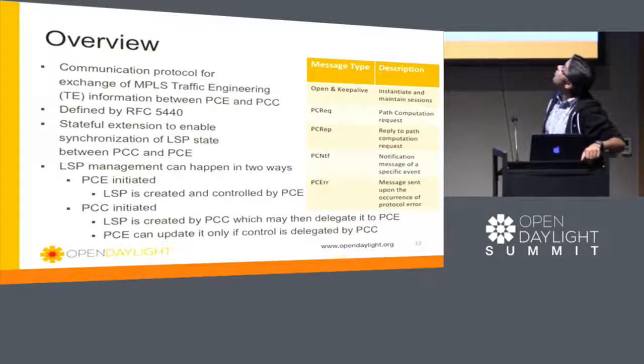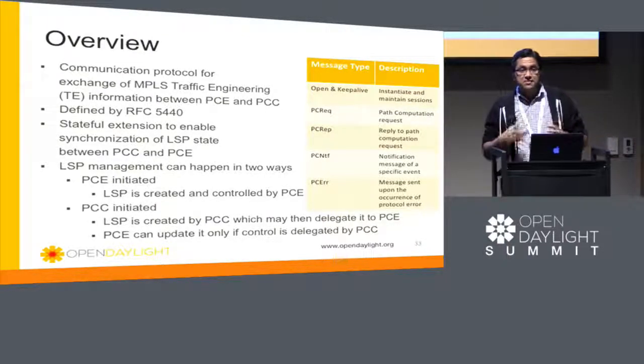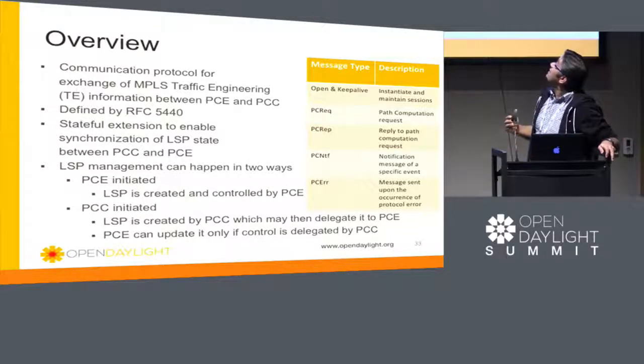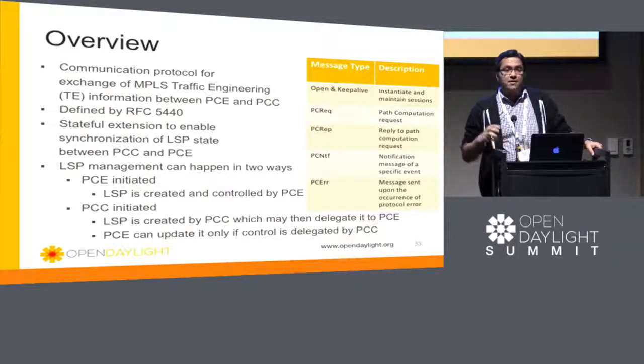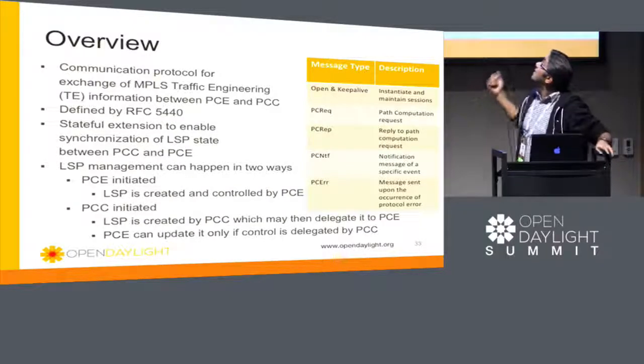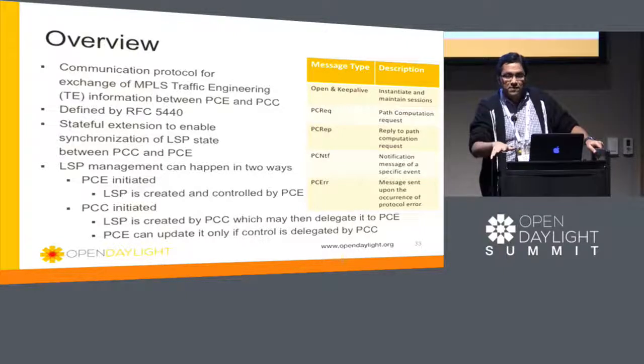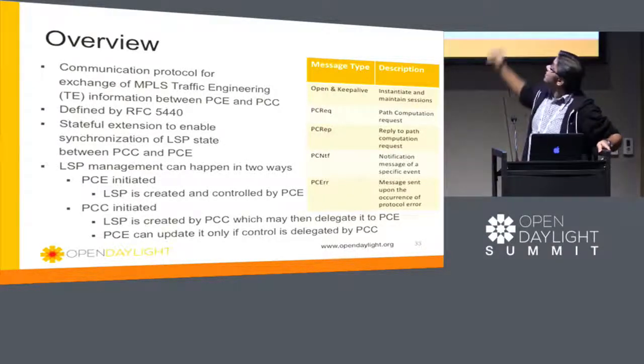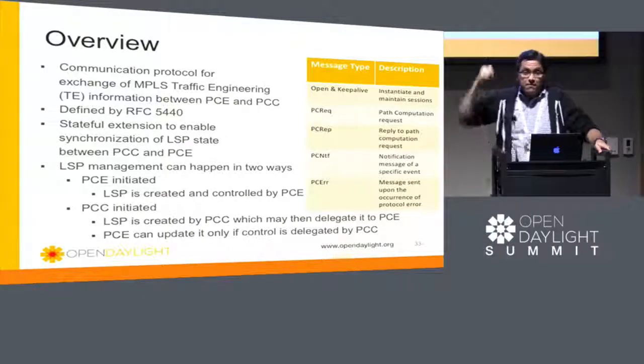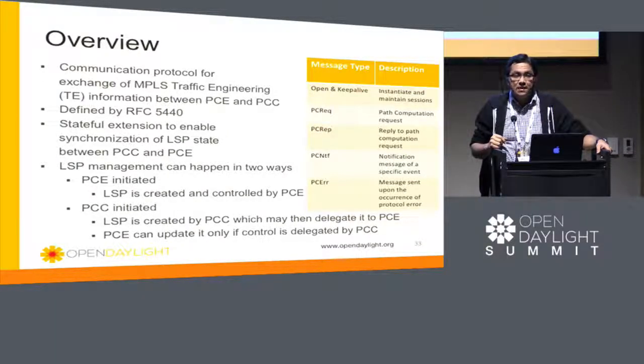Just like BGP, there are message types. To start with, there are Open and Keepalive, which instantiate and maintain the PCEP sessions. Then there is a PC request, where the PCC requests the PCE to create a path for it. Then there is a reply from the controller, which could be positive or negative. It could say, okay, I'm able to create an LSP for you, which is a positive reply. The clients can be any routers that support the PCEP protocol. There are also various notification messages, and any error gets notified with the PCERR message.